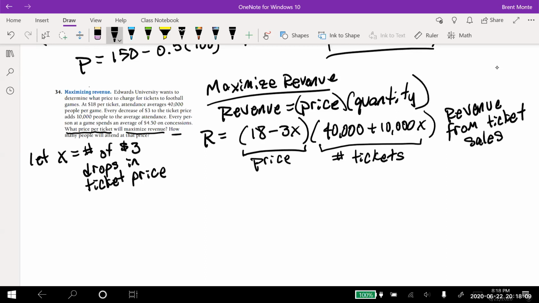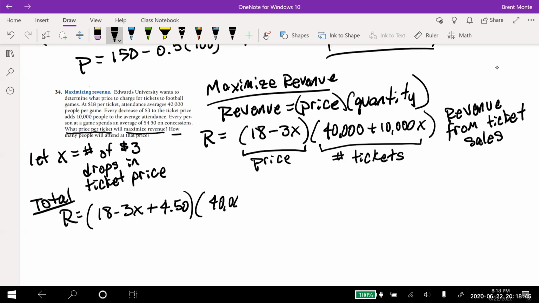Well, the concessions are $4.50 per person that goes in there. So each ticket that we sell, we're going to get an extra $4.50. So our total revenue is going to be the price of the ticket, 18 minus 3x, plus another 4.50 for concessions. That's going to be the total that everybody pays, their ticket price plus the concessions. Well, how many people? Oh, that's the 40,000 plus 10,000x.